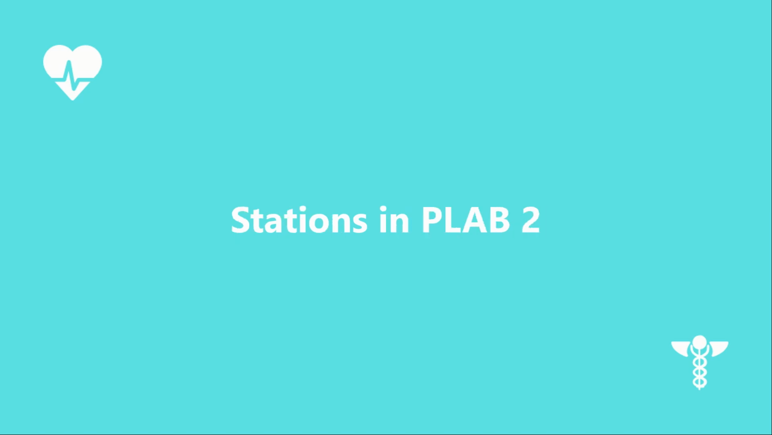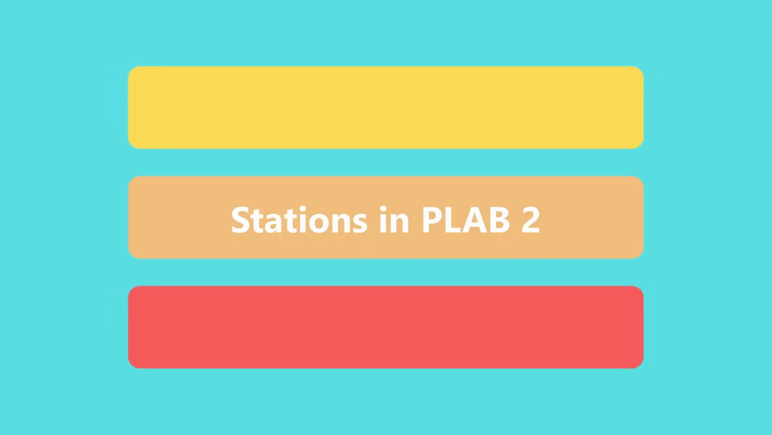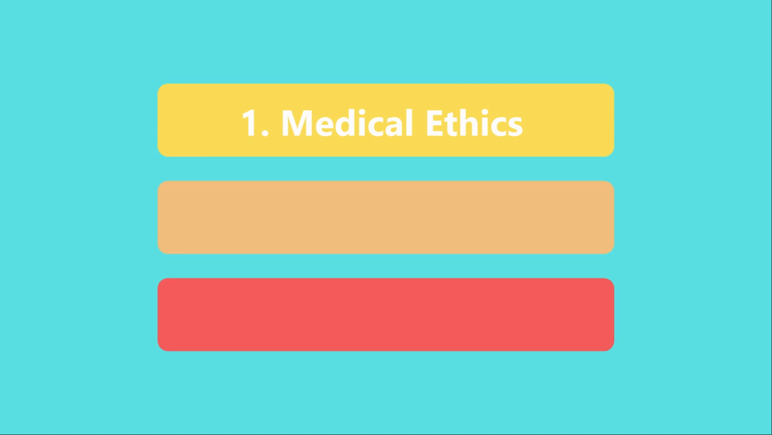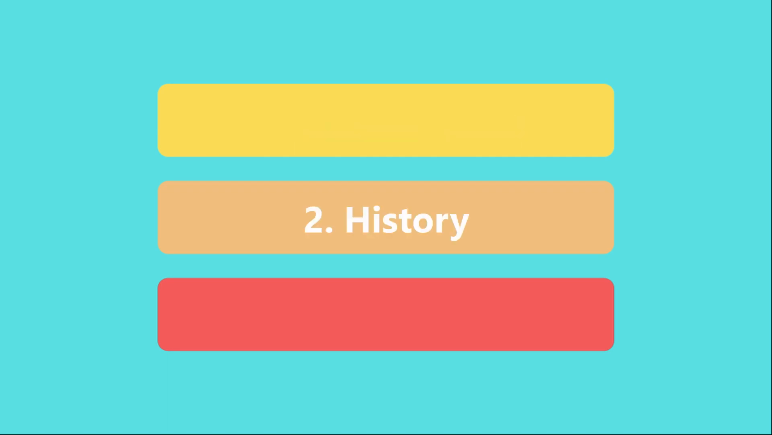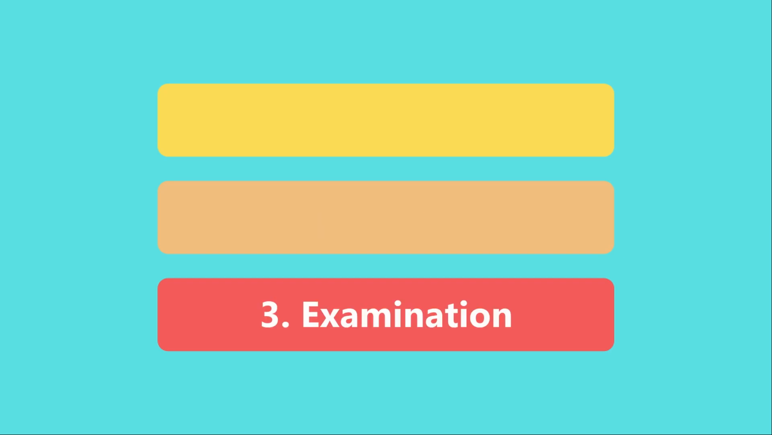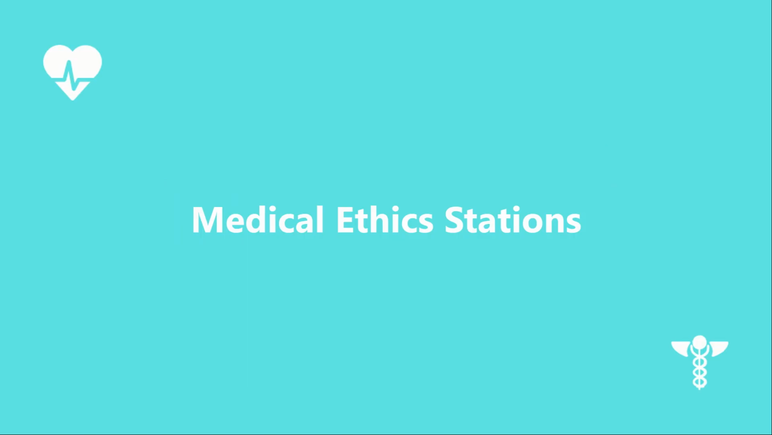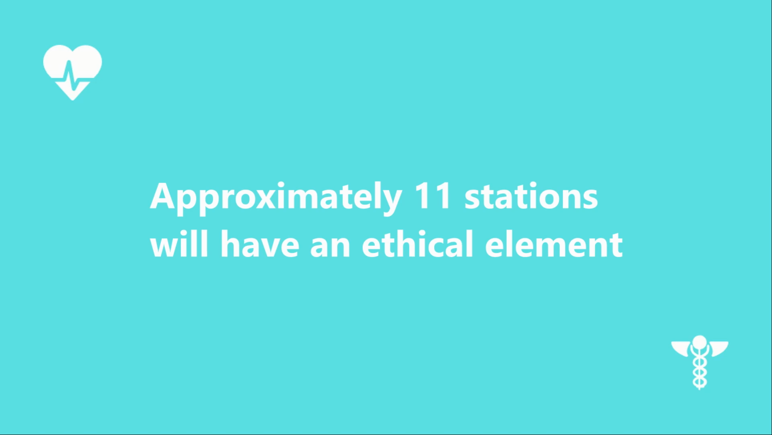What stations can you expect in PLAB 2? In PLAB 2, we can divide the stations into 3 categories. The first category is medical ethics stations. The second category is history, examination, diagnosis, and management stations. And the third category is examination stations. Let's take a look at medical ethics stations. Following recent changes to the PLAB 2 examination, approximately 11 of the 18 stations will have an ethical element.